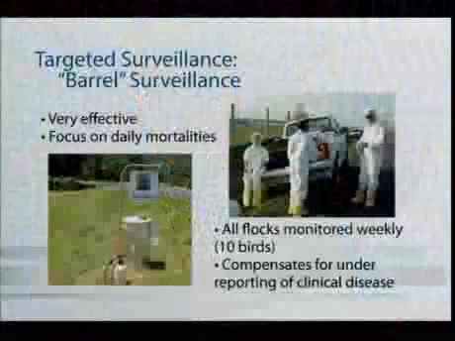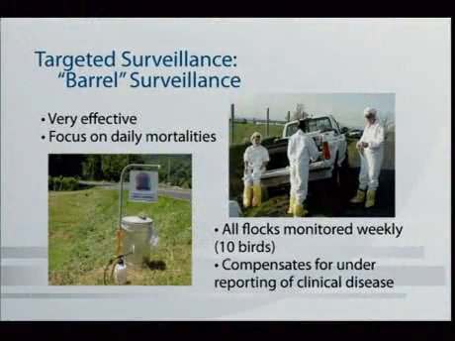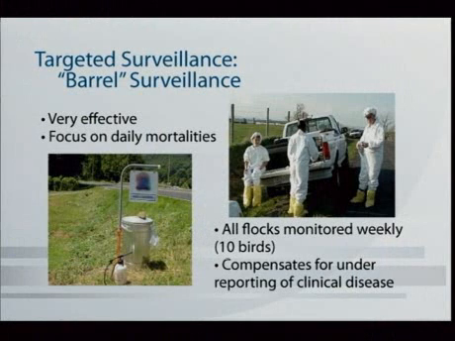Now, an example of this that we used in an outbreak of low-path influenza in Virginia is what we called barrel surveillance. Producers would, on a daily basis or on a specified schedule, put birds of daily mortality out in these barrels. And then we would have people in the control program visit these premises, collect samples, and send them to the laboratory. And this really was very effective.